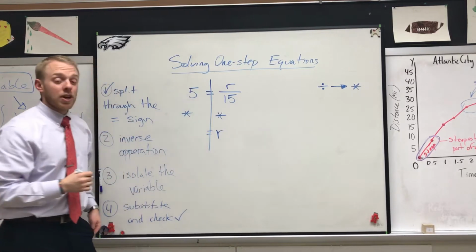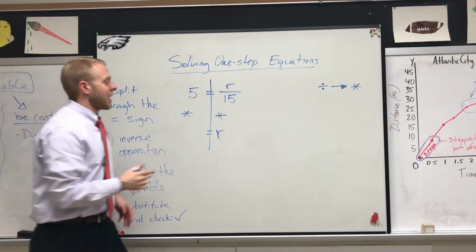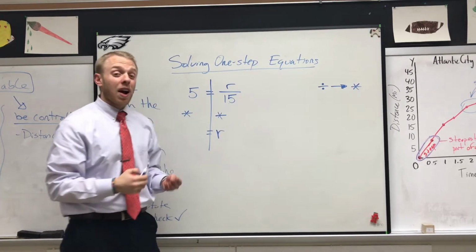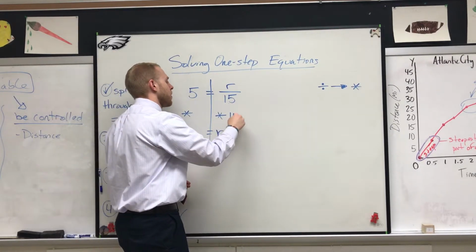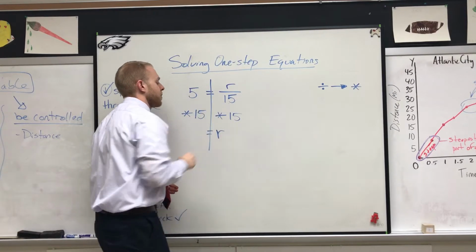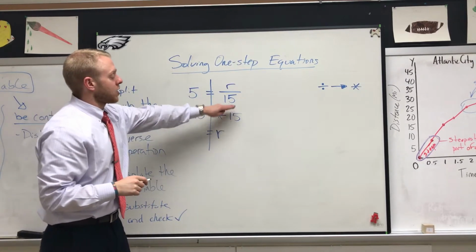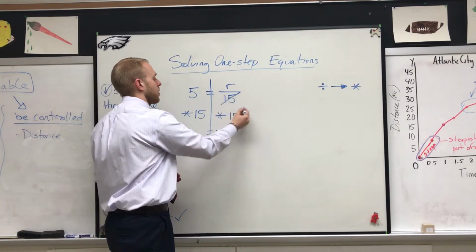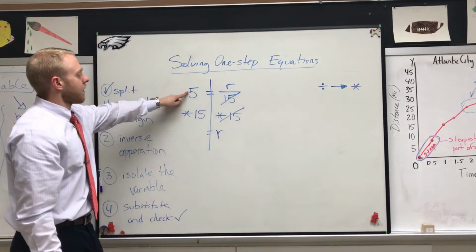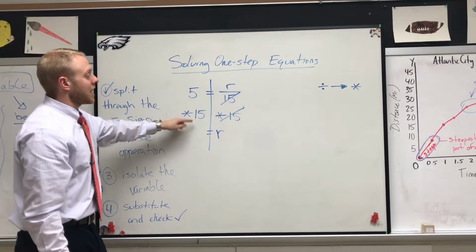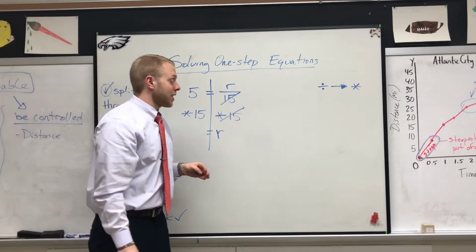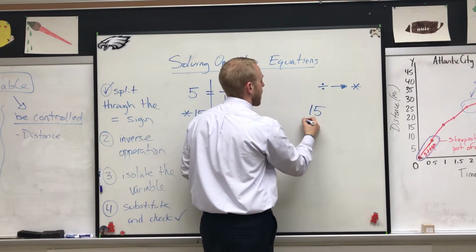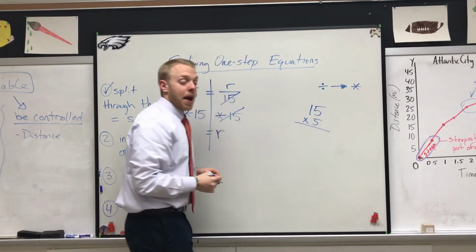Both sides of my equation get the multiplication sign, and this time I'm going to be multiplying by 15 because remember, I'm trying to get the R by itself. Times 15, times 15. My 15s on the right hand side are going to cancel out and leave me with just my R. And then I can see here 5 times 15. Even if you don't know what that fact is, there is nothing stopping you from coming over to the side of your paper and doing the math.